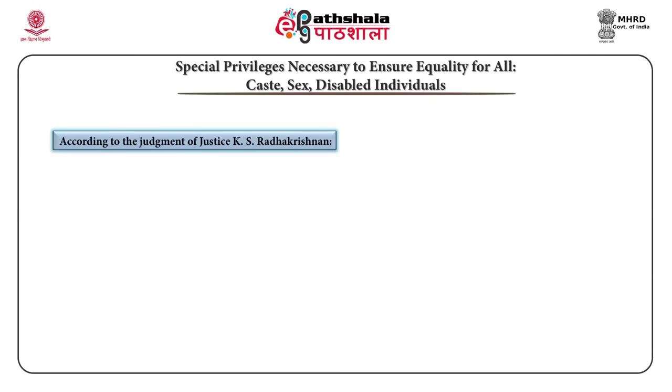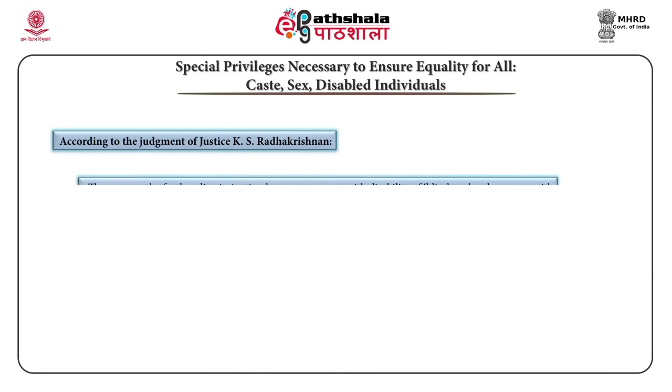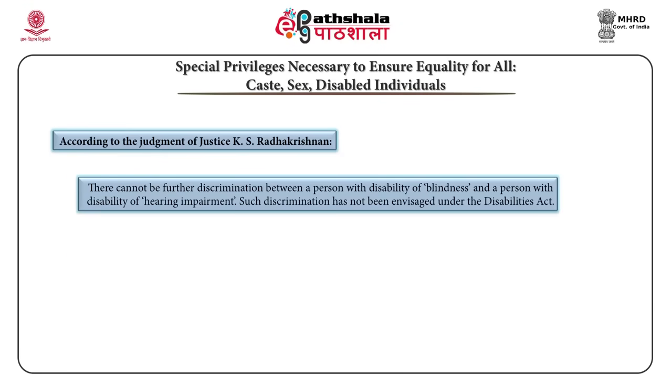According to the judgment of Justice K.S. Radhakrishnan, and I quote, "There cannot be further discrimination between a person with disability of blindness and a person with disability of hearing impairment. Such discrimination has not been envisaged under the Disabilities Act." In other words, what we find is that the Supreme Court held that the practice of the ministry, as advised by the Ministry of Finance and implemented in the 6th Pay Commission, violated Article 14 of the Constitution of India.